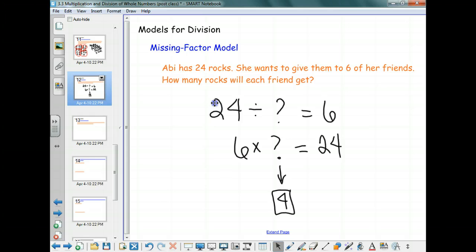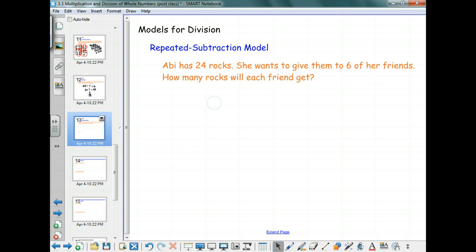All right, again, one more example of the same problem. Abby has 24 rocks and she wants to give them to 6 of her friends. How many rocks will each friend get? So what we're going to do here now is we're actually going to draw this out with repeating subtraction.